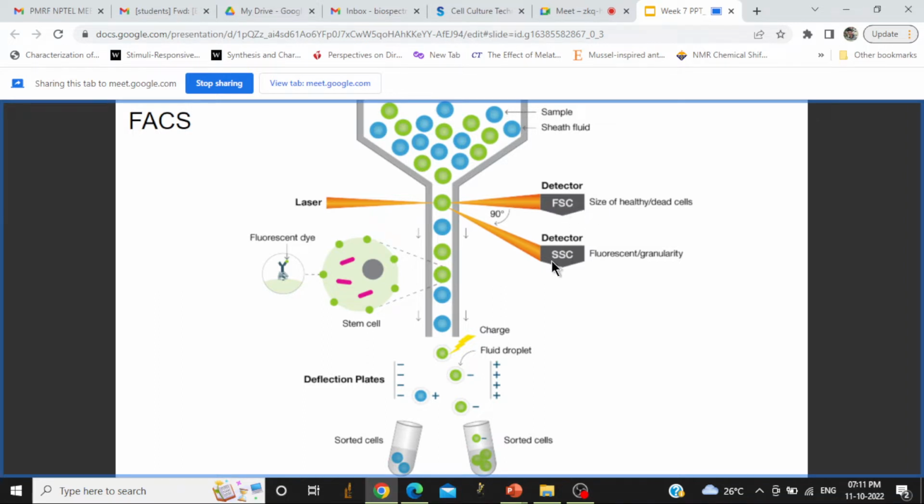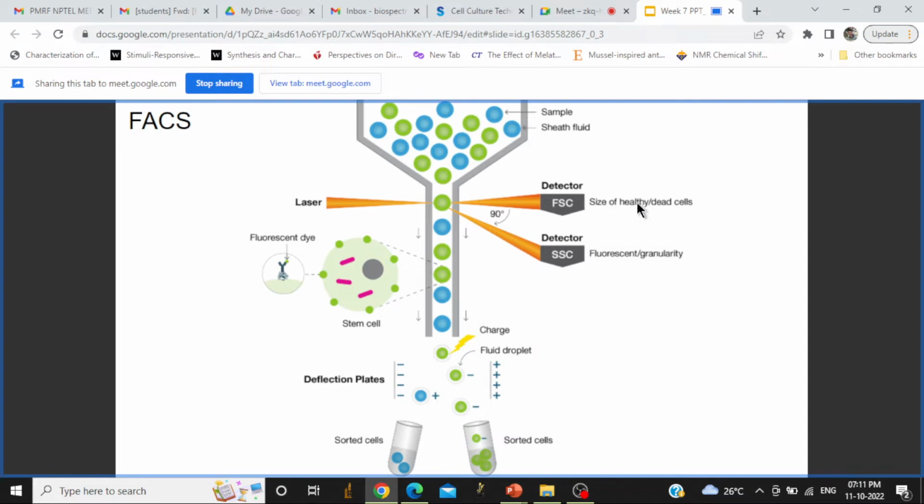One is FSC and the SSC. So this FSC detector detects the size of the cell. For example, if you have two types of cells having different sizes, it will detect on the basis of size. Healthy or dead cells also have different sizes, so it can also detect between healthy and dead cells. And this SSC detector detects the fluorescence or granularity.